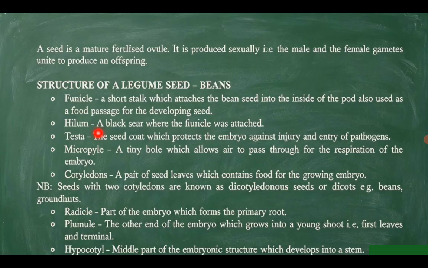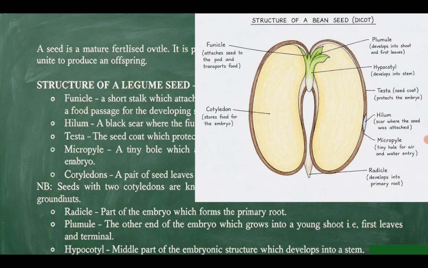A bean seed also has what is called a hilum. Basically, the hilum is a black scar where a funicle was attached when the seed is in its pod. When you get a bean seed from it, the part which attaches to the funicle is called the hilum. So the hilum is this bit here. It's the part of the bean seed which is attached to the funicle.